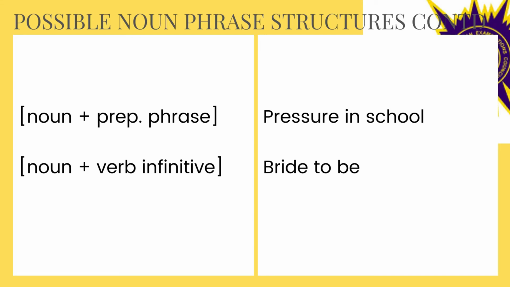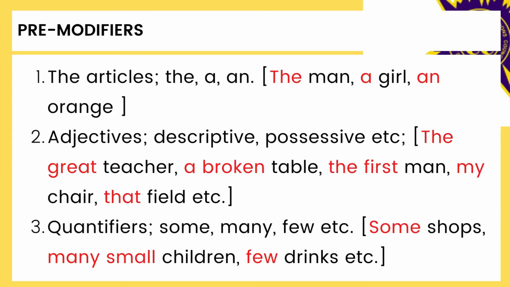If you did observe, it's not always that the modifier in a noun phrase comes before the head word. The head word of the noun phrase can sometimes have modifiers coming after it. Modifiers that come before the head word in a noun phrase are called pre-modifiers. Examples of such: firstly, we can always have the articles the, a, and an, as in the examples the man, a girl, an orange.